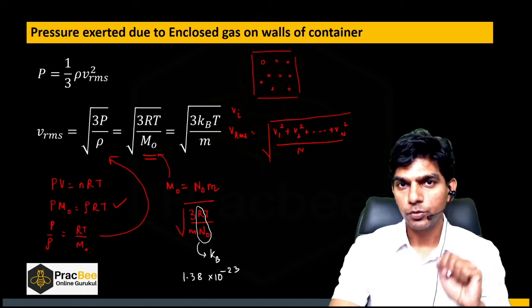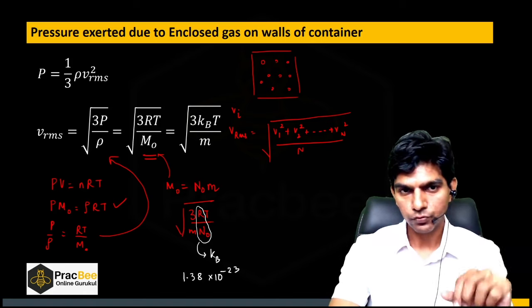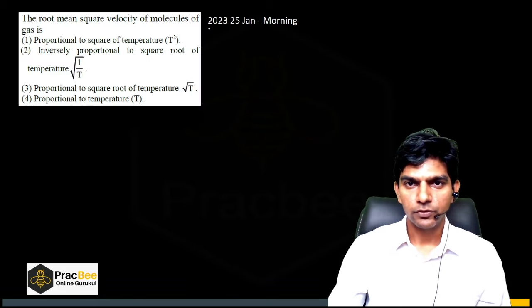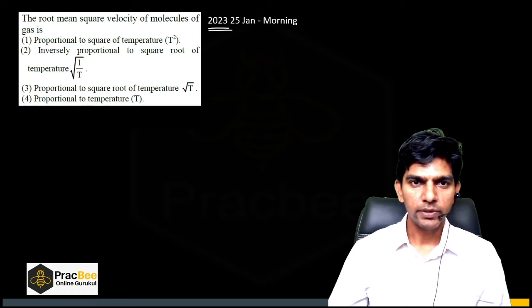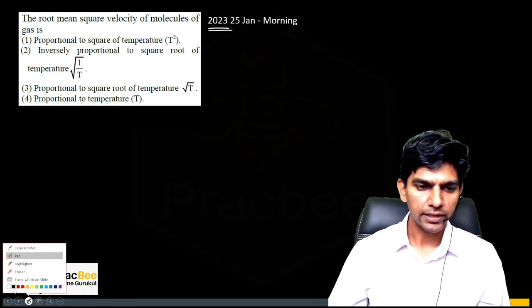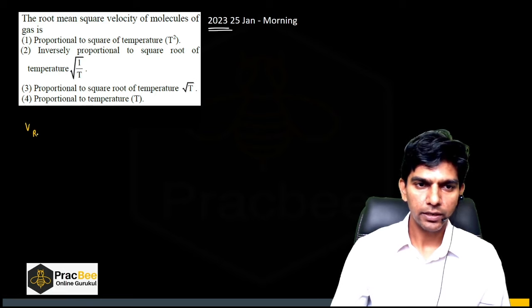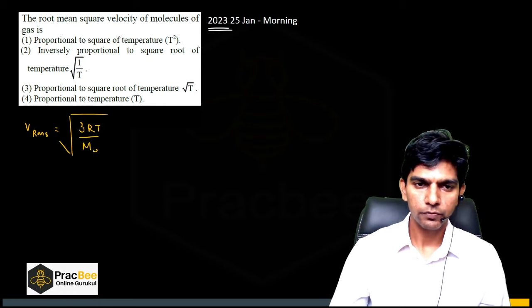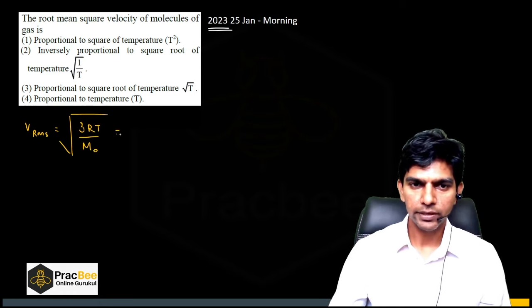Now let us see what type of question can be asked from these two formulas. Okay, now let us see this question. It was asked in 2023. The root mean squared velocity of a molecule of a gas. And we know what root mean squared velocity is. So Vrms, its formula is root of 3RT by m naught, where m naught is the molar mass, or we can also write this as root of 3kBT by small m.